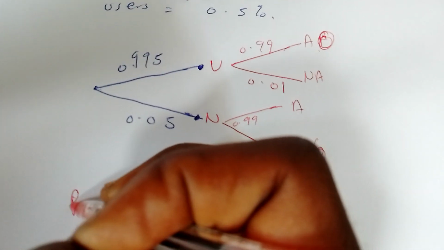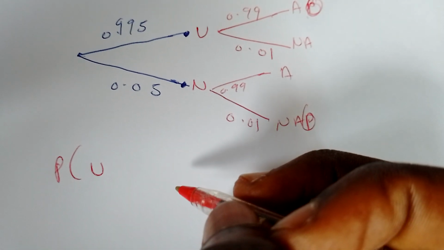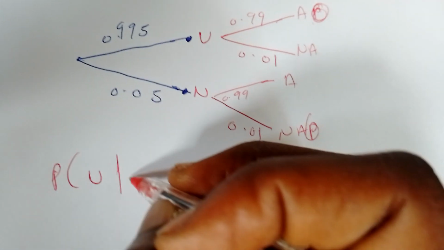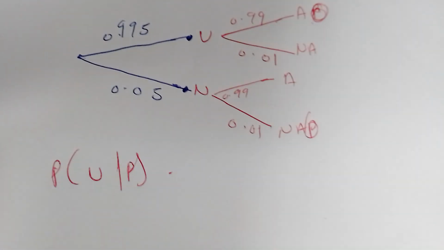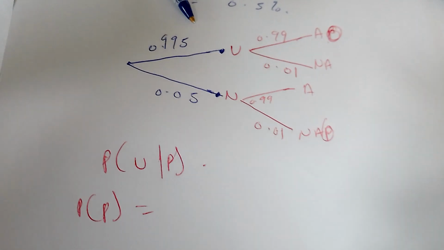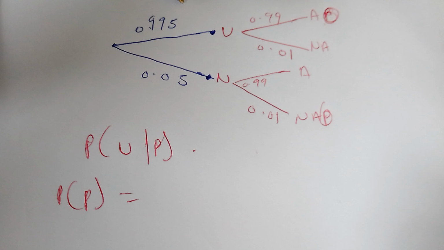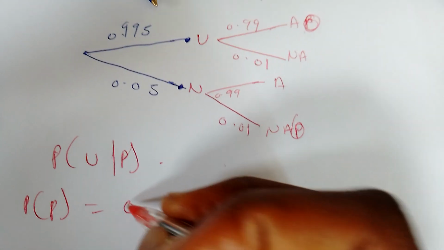Okay, so now let's get to it. We are trying to find the probability that someone is a user, given the test is positive. So first, what's the probability that the test is positive? Now the probability that you are positive is you are using and you are positive, or you are not using and you are still positive. That's just it. So that's 0.